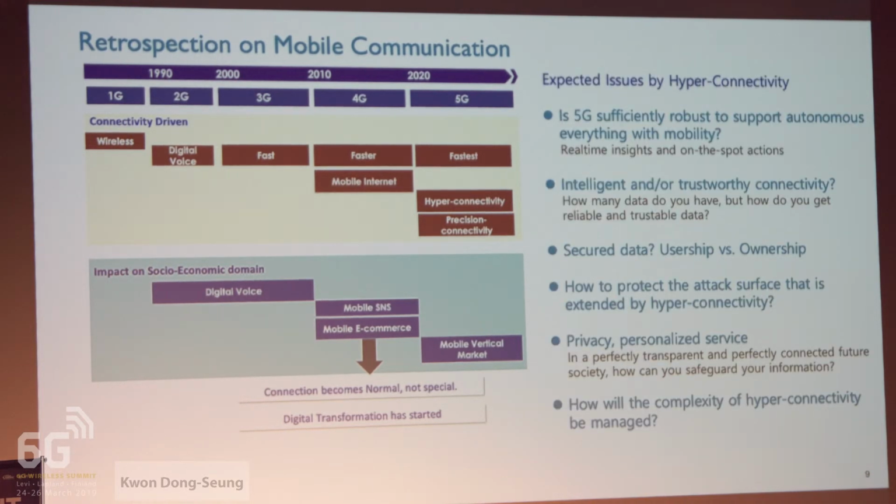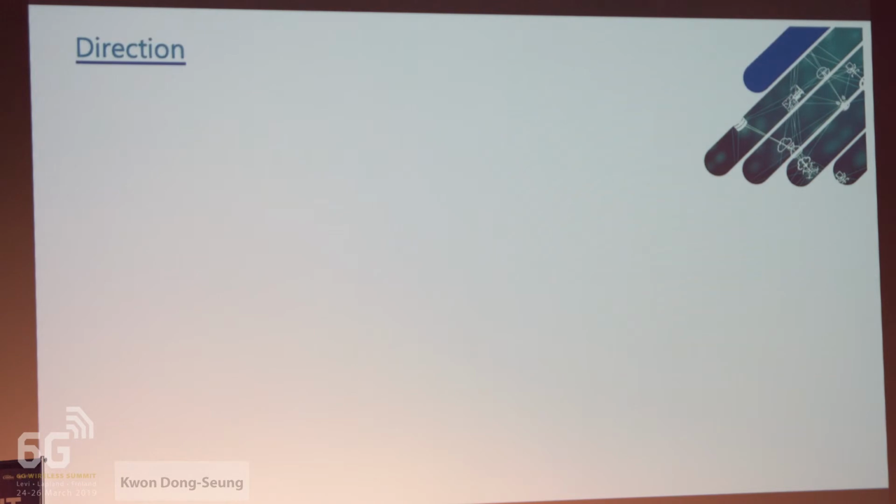So I have raised these issues. It's several issues. Is 5G maybe sufficient for the autonomous everything with the mobility? Second is intelligent or trustworthy connectivities. In the morning, several persons mentioned the trusted networking. Trusted networking is an essential one. I'm sure we have focused on that issue, and also GDPR issues. Okay, so privacy issue is also there. So next is what next connectivities.